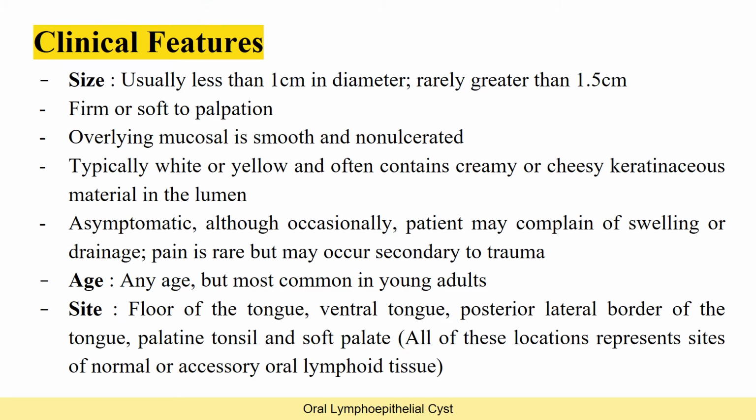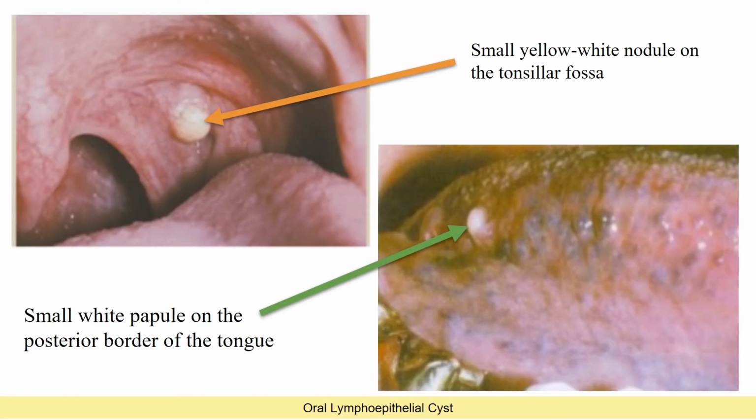All these locations that I mentioned just now are the representative sites of the normal or accessory oral lymphoid tissue. At the top left picture, there is a small yellow-white nodule which is seen at the tonsillar fossa, whereas at the right bottom picture, there is a small white papule on the posterior border of the tongue.